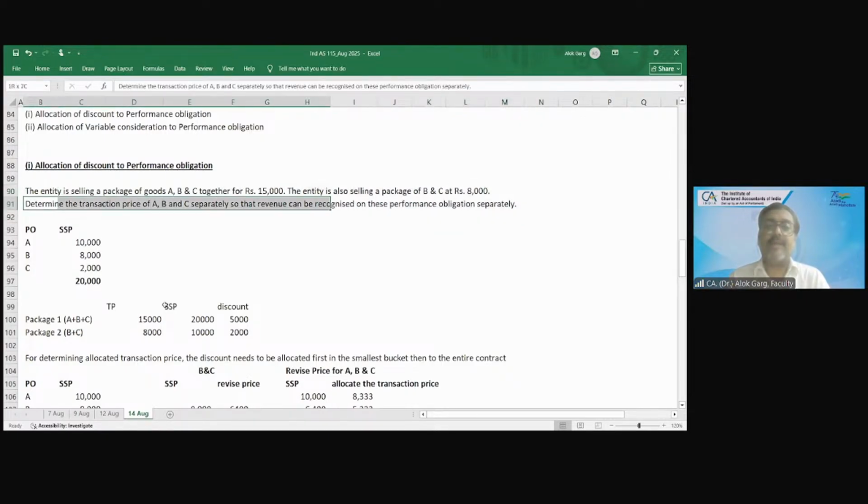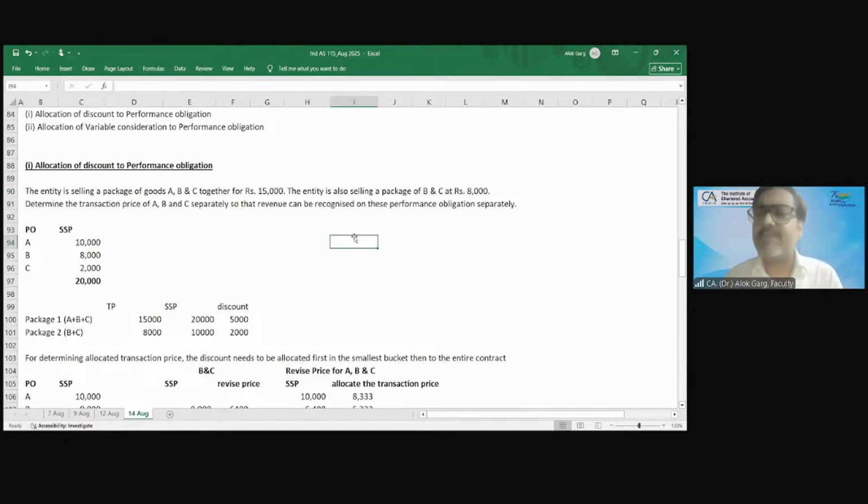Determine the transaction price of A, B, and C separately so that revenue can be recognized on these performance obligations separately. So what is the total transaction price? 15,000. What is the price of B and C? 8,000. That is the package price.